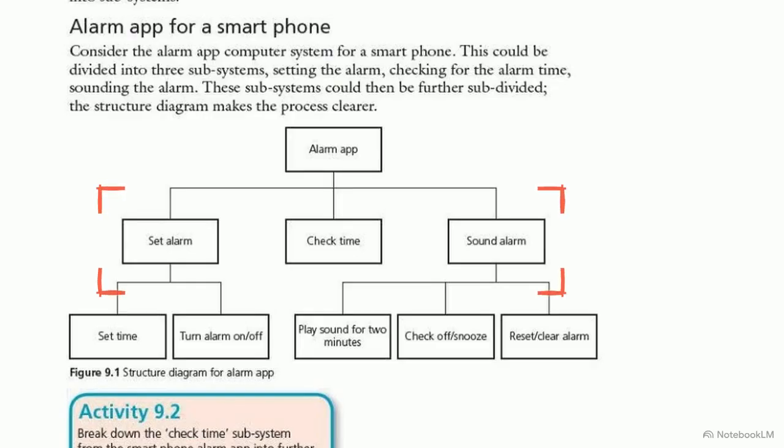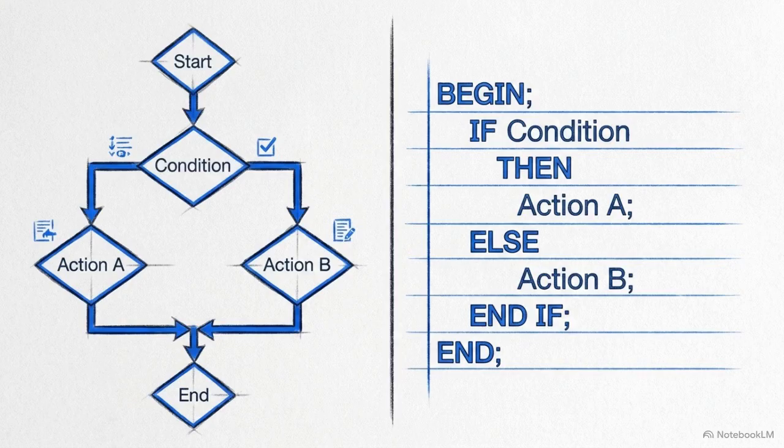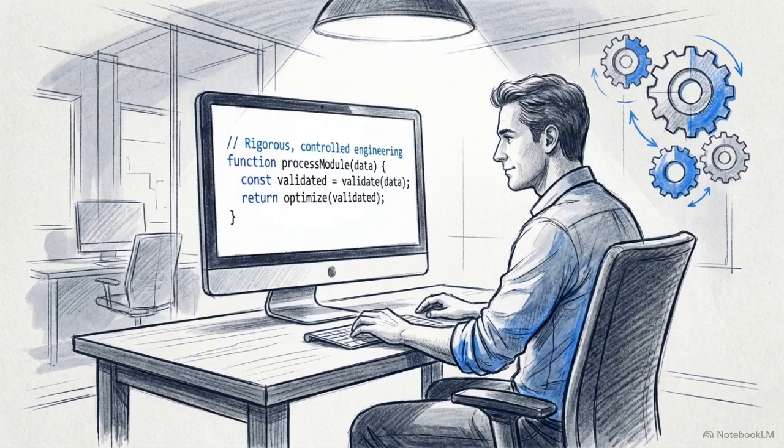Some of these Tier 1 blocks might be simple enough to code right away, but others, like the sound alarm module, contain multiple steps and are still too complex. So we split it again into singular executable actions: playing a sound for 2 minutes, checking off a snooze button, and resetting the alarm. Once you hit those single action nodes, you can map the internal logic of each specific block using flowcharts and pseudocode. By forcing this continuous division, stepwise refinement guarantees that no single part of a program is ever too complex for a developer to confidently solve.